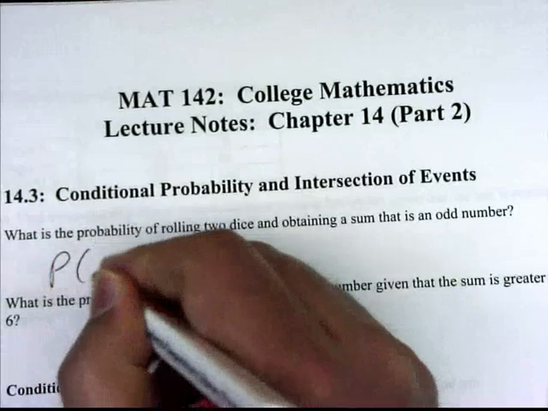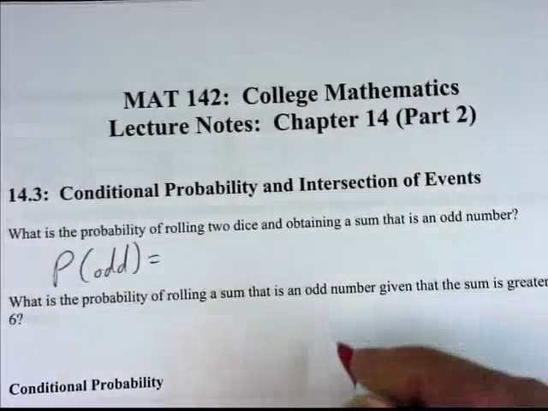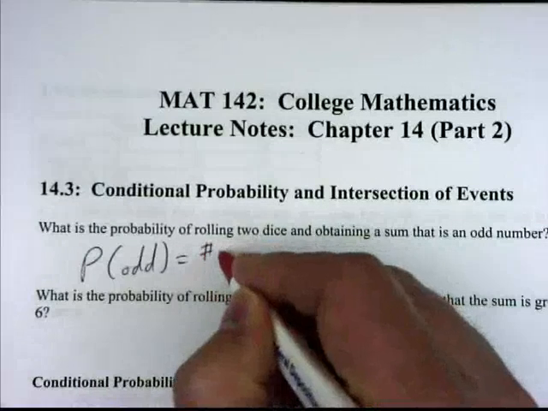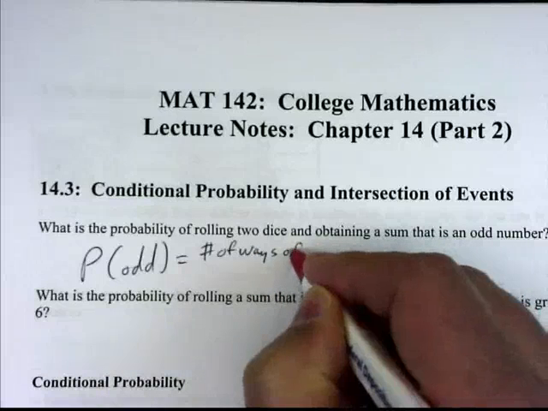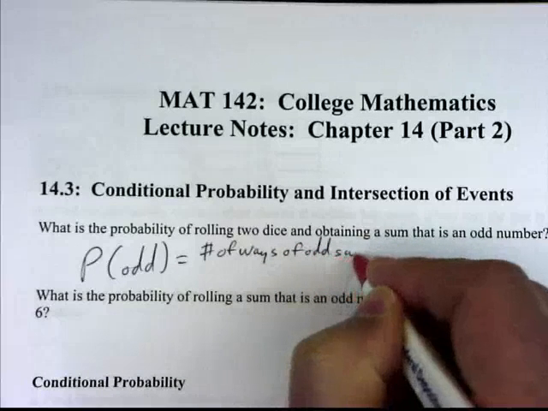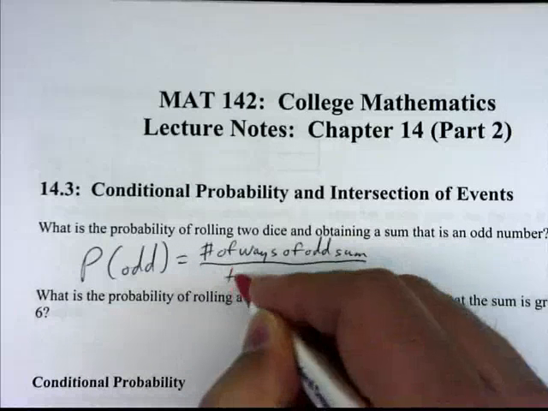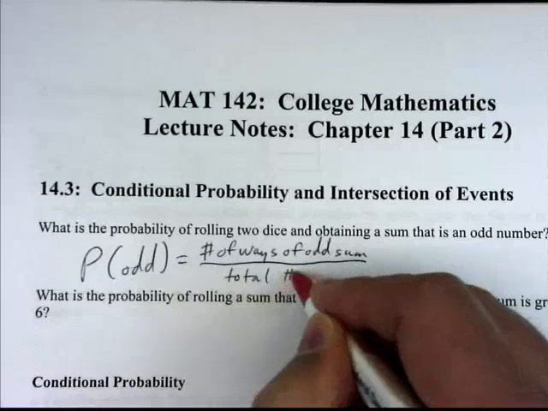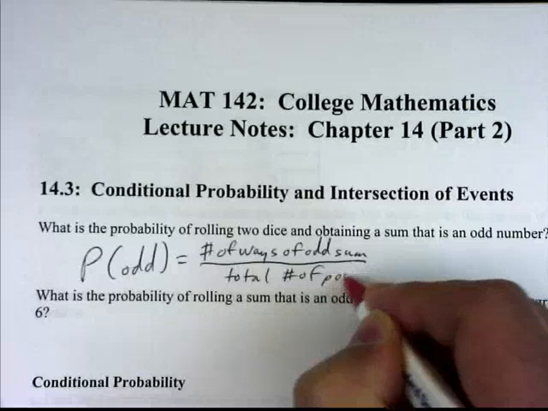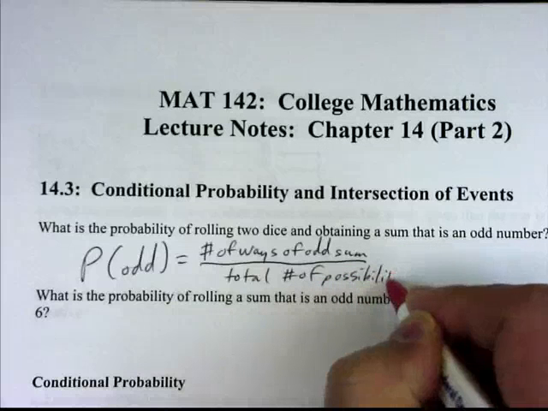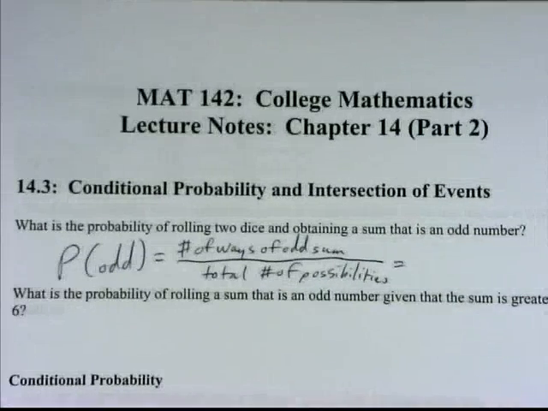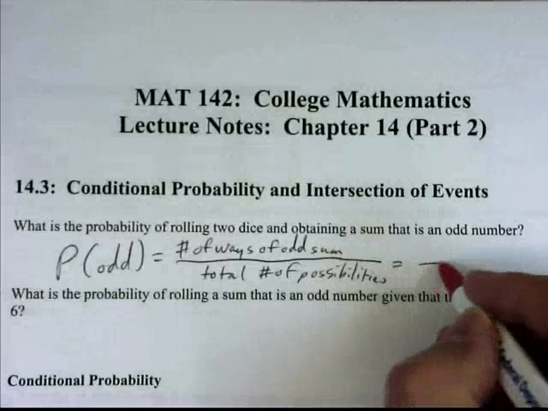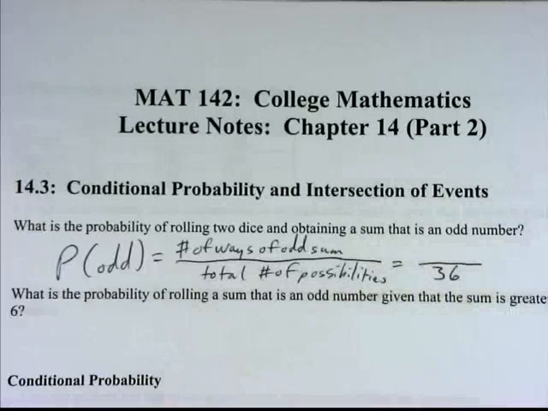In order to find the probability of rolling an odd number, we need the number of ways of getting an odd sum over the total number of possibilities. All right, and we've talked about this before. We know that when we're rolling 2 dice and we look at that sample space, there are 36 ways that the dice could come out.